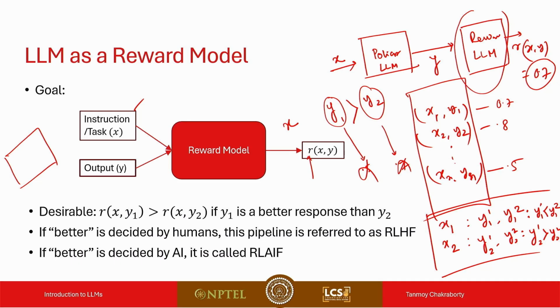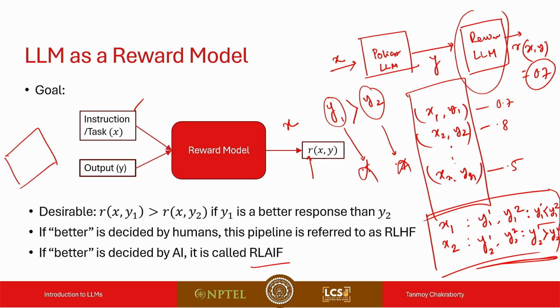Now when a human rates this, or annotates which one is better, y1 or y2, this is called reinforcement learning with human feedback, RLHF. If there is another LLM or another AI which will decide which one is better, y11 or y12, we call this RLAIF, reinforcement learning with AI feedback. Okay, so this is crazy, right?